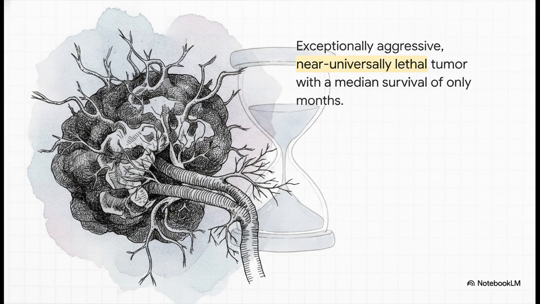Look, this is an exceptionally aggressive, near-universally lethal tumor. It classically hits elderly patients and presents as a literal rock-hard neck mass that rapidly invades local structures. That's what causes the airway stridor. And the nerve invasion is what leads to that vocal cord paralysis. The brutal reality is this tumor is considered stage 4 from the very moment of diagnosis. It's highly resistant to standard therapies, and sadly, it carries a median survival of only a few months.